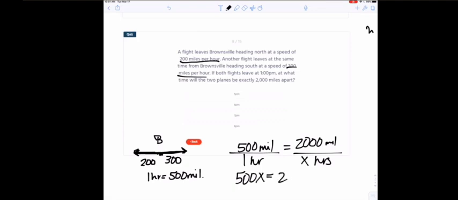500x equals 2,000. I'm going to divide by 500. I eliminate some zeros because they have them in common. And now 20 divided by 5 is just 4. X is 4 hours. So I'm going to go over that again one more time.